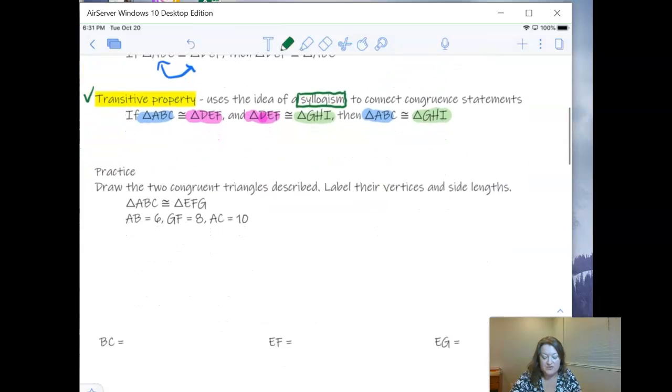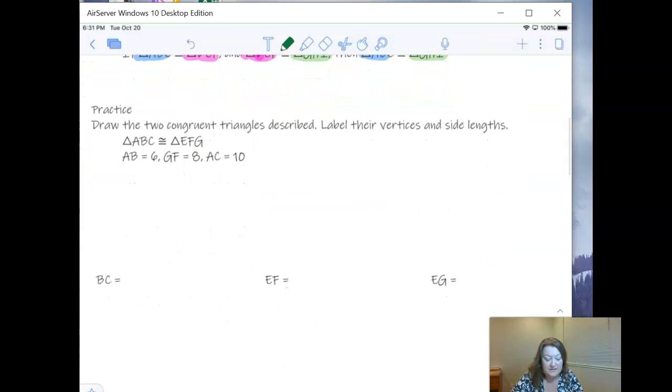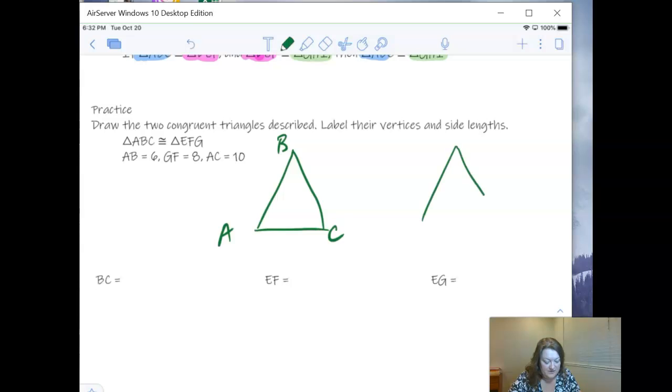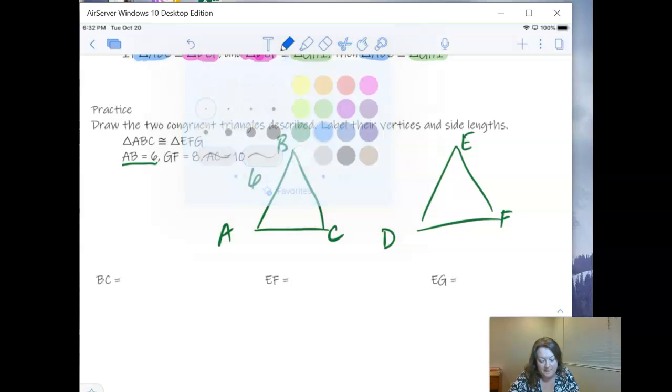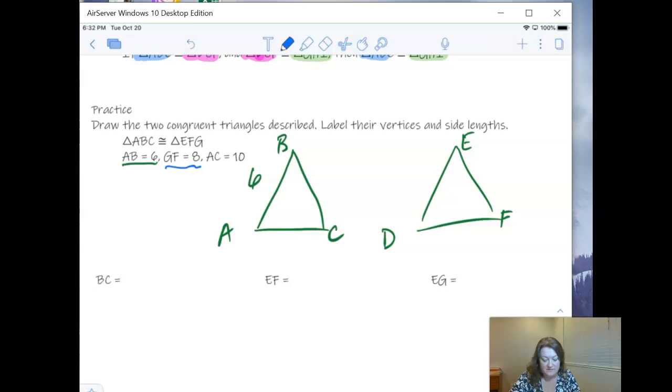So in this one, it says, draw two congruent triangles described, label their vertices and their side lengths. So remember, we did one of these yesterday, or the last time I saw you guys. It feels like yesterday. So I'm just going to draw two random triangles, and I'm going to call this one ABC, and I'm going to draw another triangle over here, and I'm going to call this one D, E, and F. So they told me side AB is 6. They told me that side GF is 8.